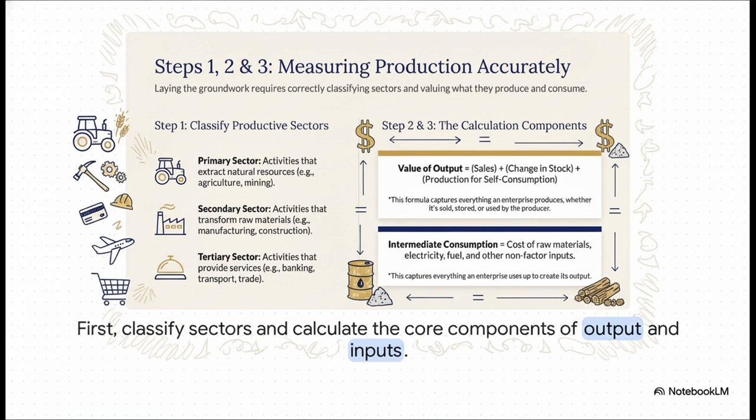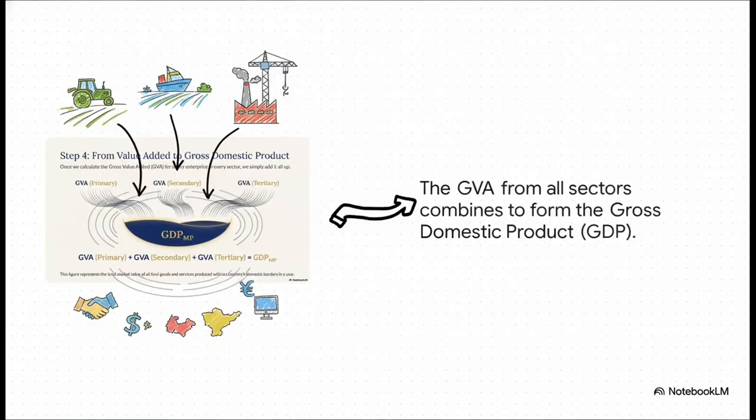For every one of those businesses, we then calculate their value of output, which includes their sales, changes in their inventory, even stuff they make for themselves. And from that big number, we subtract their intermediate consumption, basically the cost of all the raw materials they used up to make their product. Then comes step 4. We take that gross value added, or GVA, that we just calculated for every single business, and we add it all together.